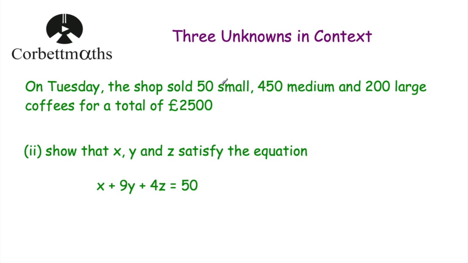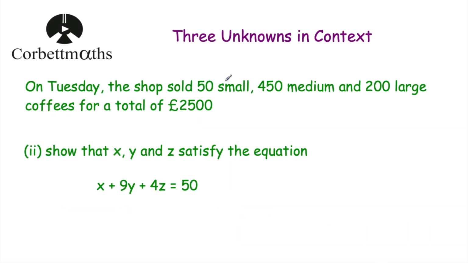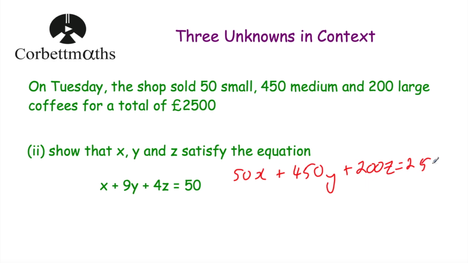50 small coffees, well, they each cost X pounds. So we're going to do 50 times X, we're going to do 450 times Y, and 200 times Z. Then we'll add that all up, and that'll be equal to 2,500. So 50x plus 450y plus 200z will equal 2,500. That's fantastic. We've created an equation. Now we just need to simplify this to be this, and let's see what we can divide everything by. We've got 50, 450, 200 and 2,500.